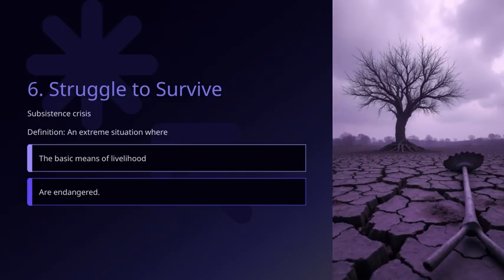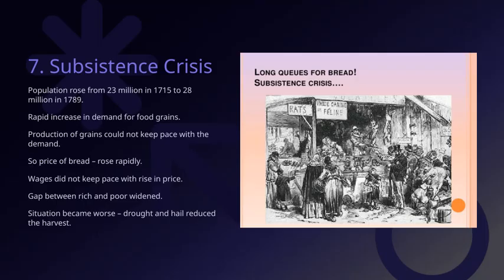As we look at the subsistence crisis, it's clear that the population was growing rapidly, from about 23 million in 1715 to 28 million by 1789. This sharp increase meant there was a much higher demand for food, especially grains, which were a staple in people's diets. However, agricultural production simply couldn't keep up with this surge in demand, leading to a significant problem.